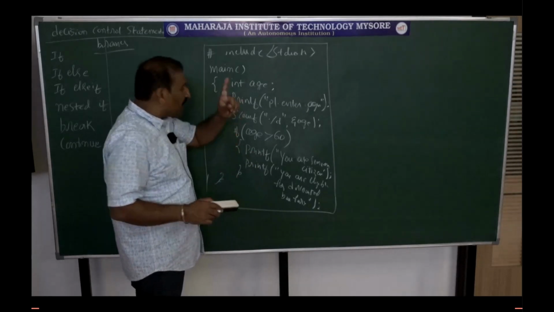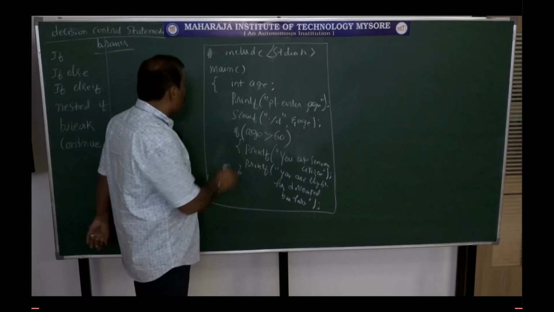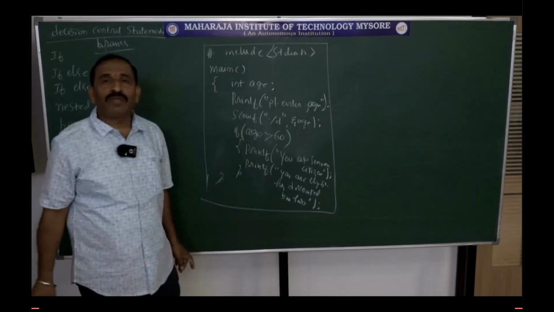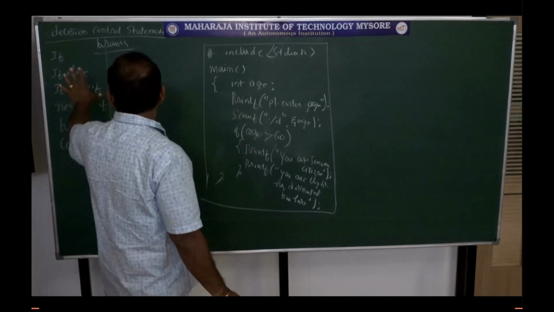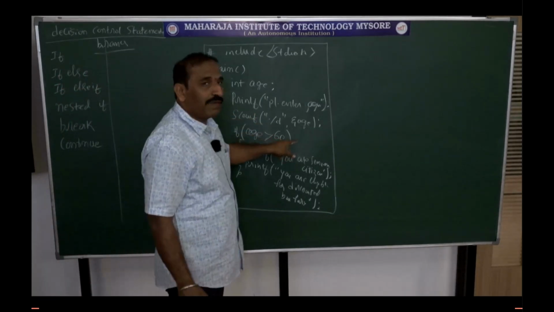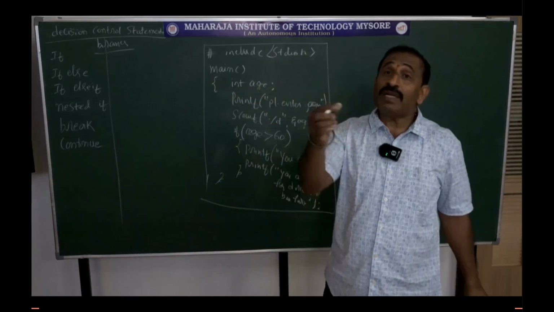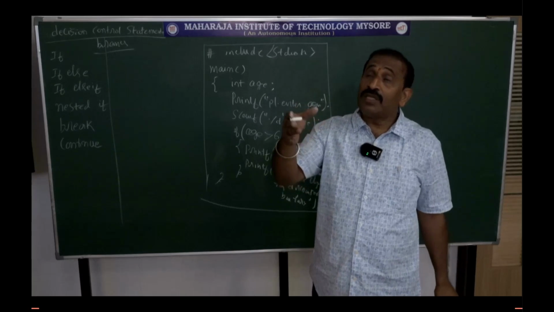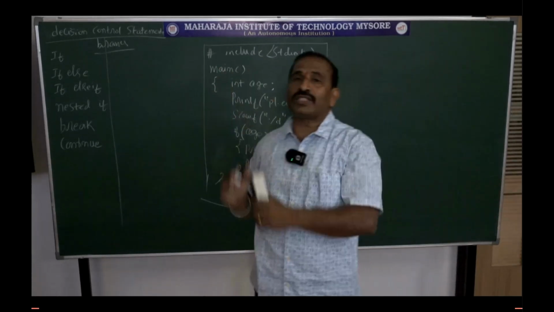If only a single line of code is there, then there is no need for the curly bracket. This is what I told you. This is a simple program which uses the if statement. Basically, if this condition is satisfied, you will be executing this. Sometimes you will be executing this or this.